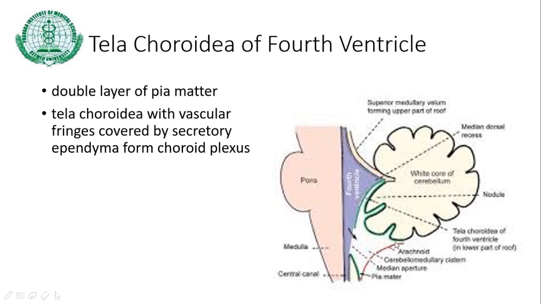So the posterior layer covers the inferior vermis. As it reaches the nodule, it reflects from it onto the ventral and the caudal aspect. The tela choroidea with vascular fringes covered with secretory ependyma constitutes the choroid plexus. Now the choroid plexus is related with the production of the cerebrospinal fluid.